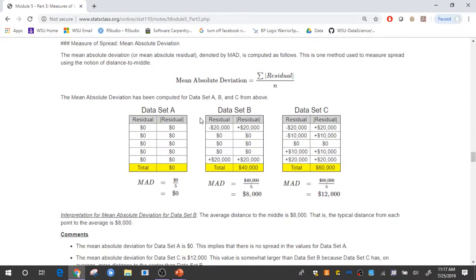So if I do that for, let's say, data set B, that's the one I was looking at there, the negative 20,000 becomes a positive 20,000 when I do the absolute value. And then when I get a total down here, I'm going to end up with 40,000. I have 5 observations, so 40,000 divided by 5. The MAD here for data set B is going to be 8,000. So again, that's just the mean absolute residual for data set B, about 8,000. If I do that on data set C, add them up again, I get 60,000. There were 5 observations, so 60,000 divided by 5 gives me a mean absolute deviation of 12,000 for data set C.